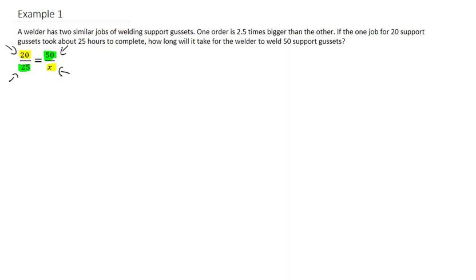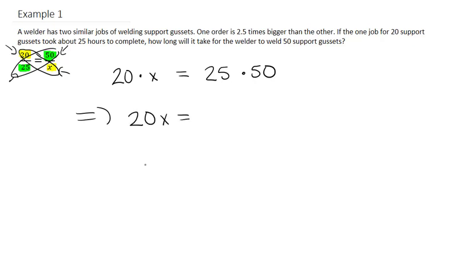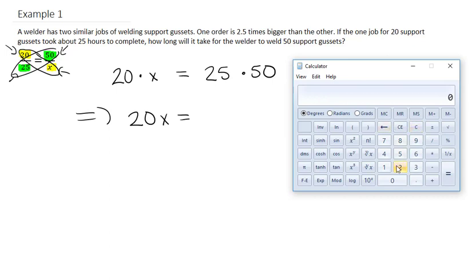How we do that is we multiply what's in yellow, or people also like to call this the butterfly, where you multiply across. So the first one would be 20 times x, and then you keep the equal sign, and then 25 times 50. Then you just solve for x, which we've done before. So let's first reduce this. We have 20x is equal to, we'll get our calculators out, 25 times 50, which is equal to 1,250.